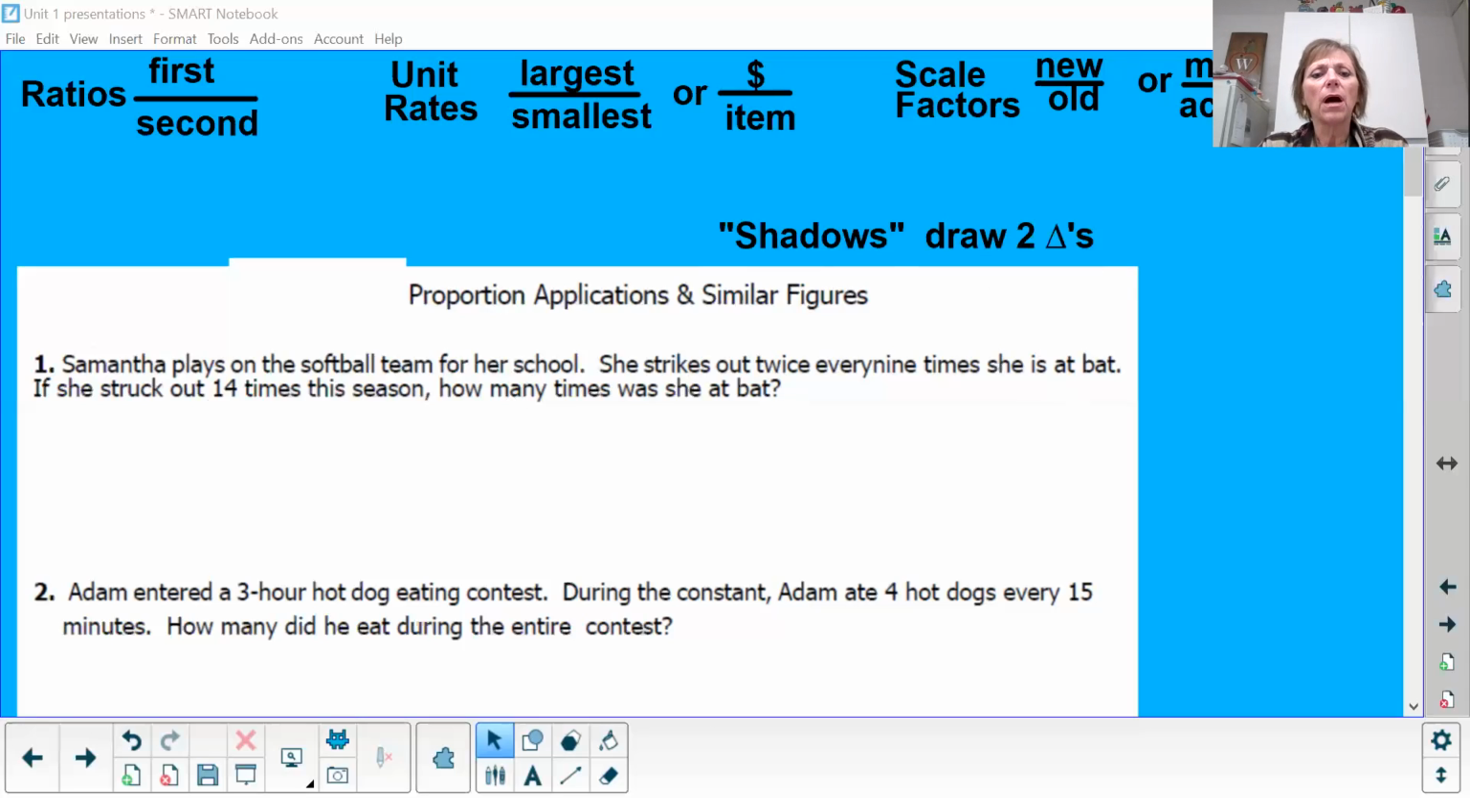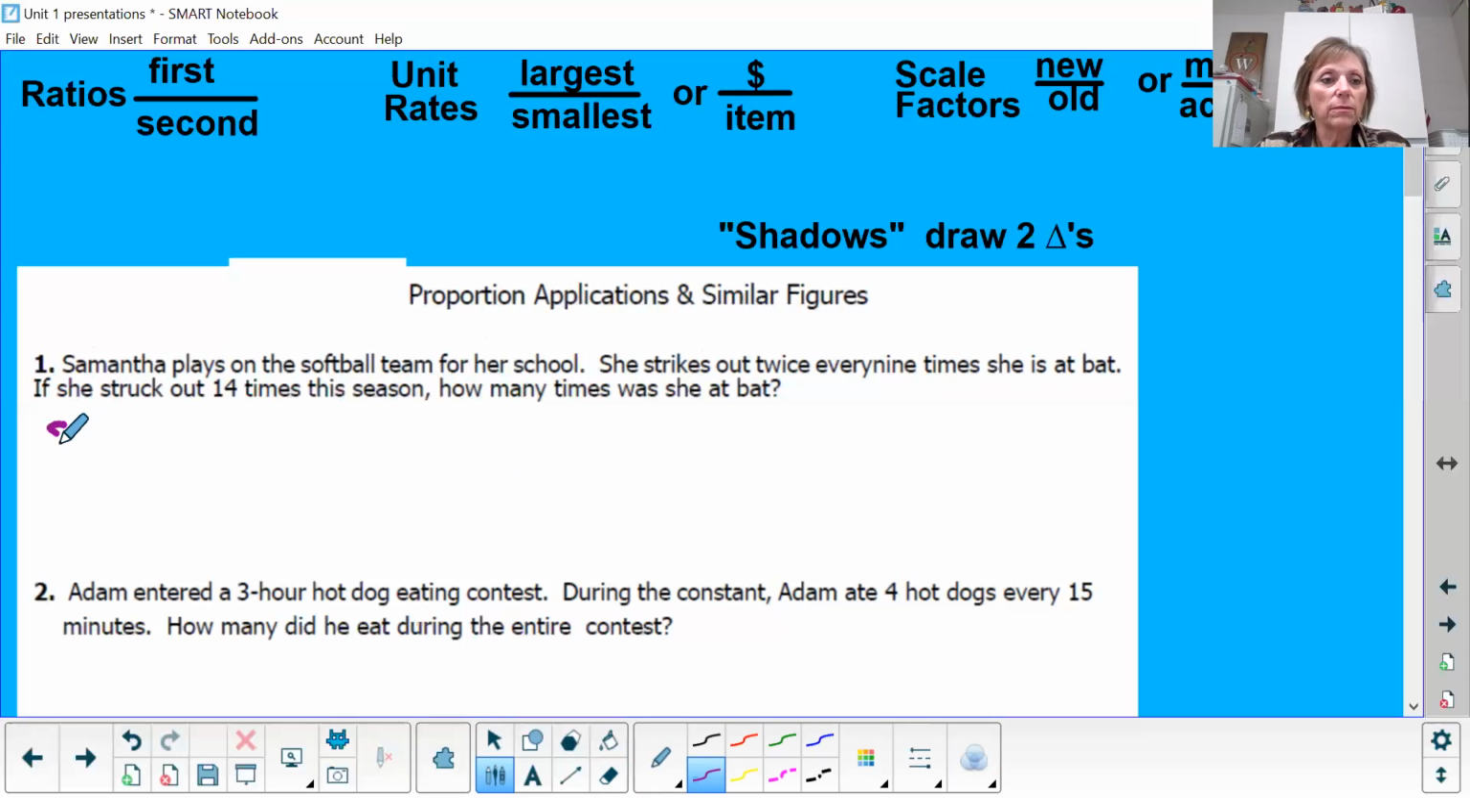Okay, so number 1. Samantha plays on a softball team for her school. She strikes out twice every 9 times she is at bat. So we see twice and 9 in the same sentence. So what I'm going to do is put an S for strikes out, and for every 9 times she's at bat, I'm going to put a B for at bat. I could put a little letter B or whatever. So she strikes out twice every time she gets up to bat 9 times.